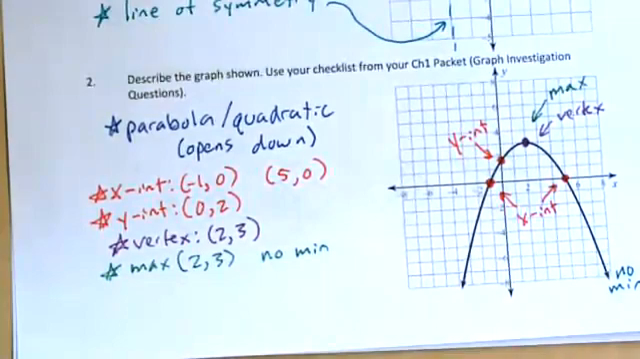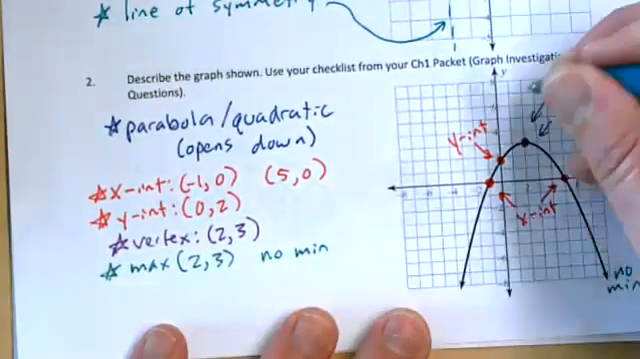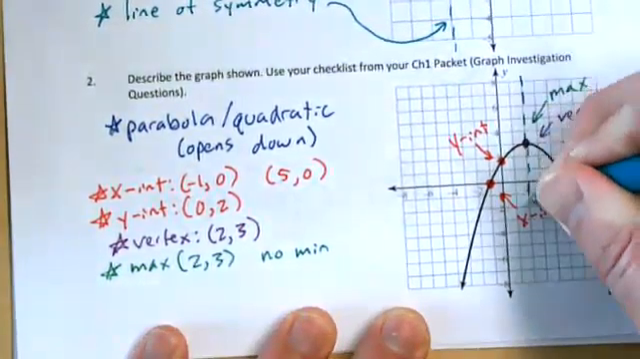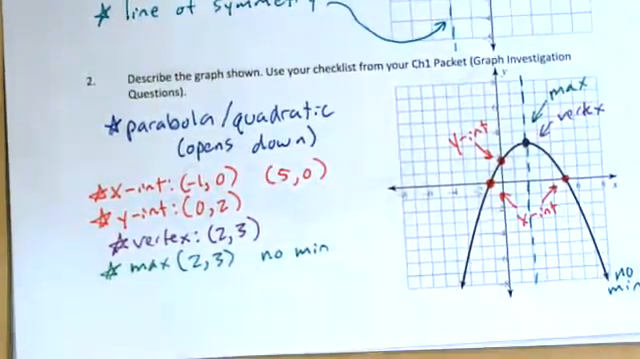And finally, I'm looking for a line of symmetry. There is a line of symmetry for this graph. Well, in fact, all parabolas have a line of symmetry. It's going to go right through the vertex there.